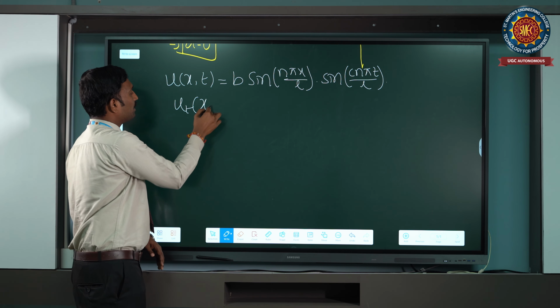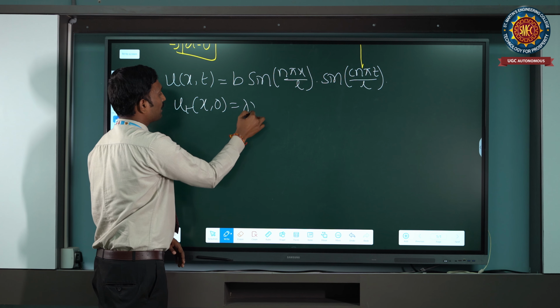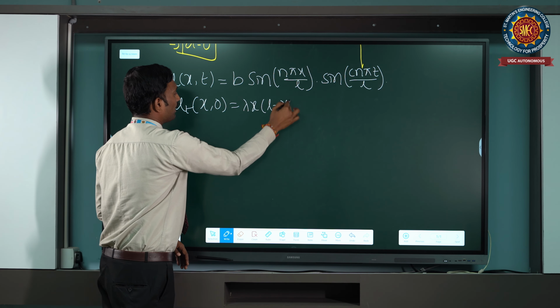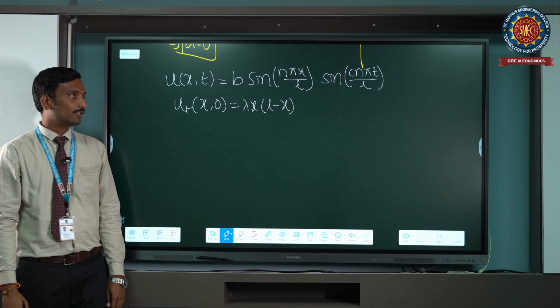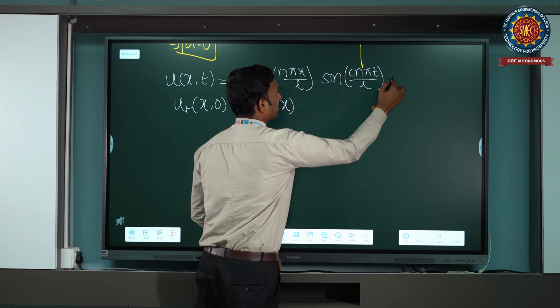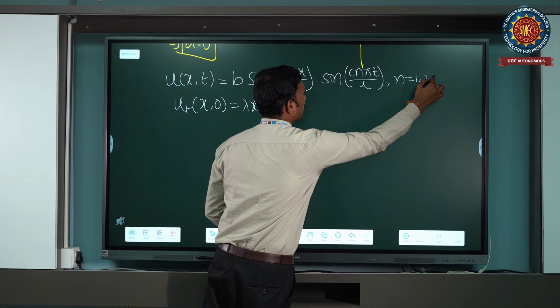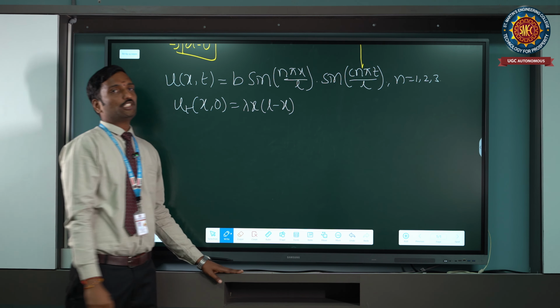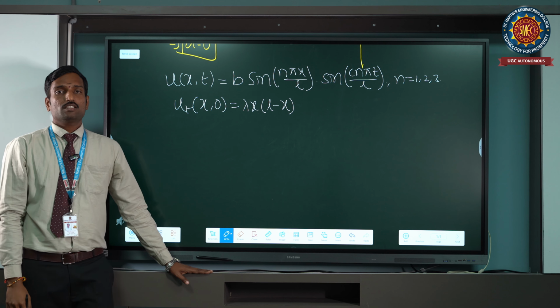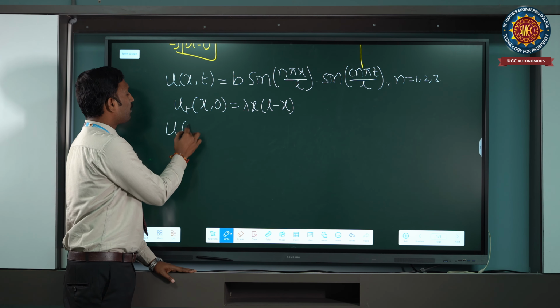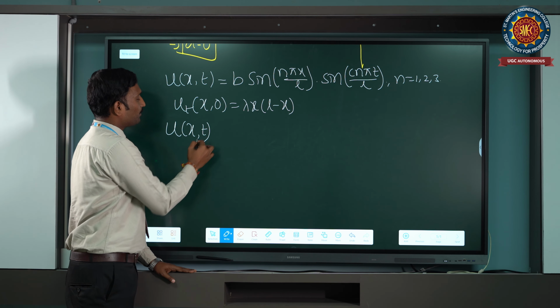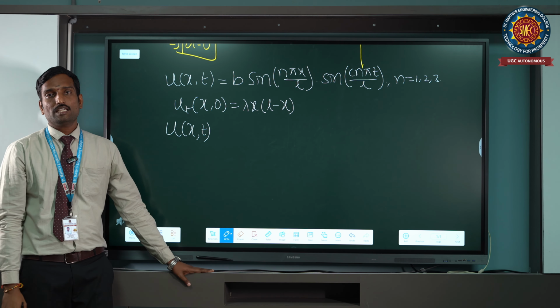Ut of x comma 0 is equal to lambda x into (L minus x). Now we have to apply this condition here for the equation. We know that the n value will carry 1, 2, 3. According to the superposition principle, we can write the solution of this equation as the sum of all the solutions for n equal to 1, 2, 3 and so on.